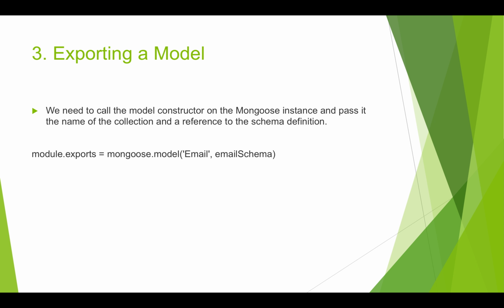So how can we export a model? We need to call the Mongoose model constructor on the Mongoose instance and pass it the name of the collection and the reference to the schema definition. So module.exports = mongoose.model('email', emailSchema). This is the email schema.